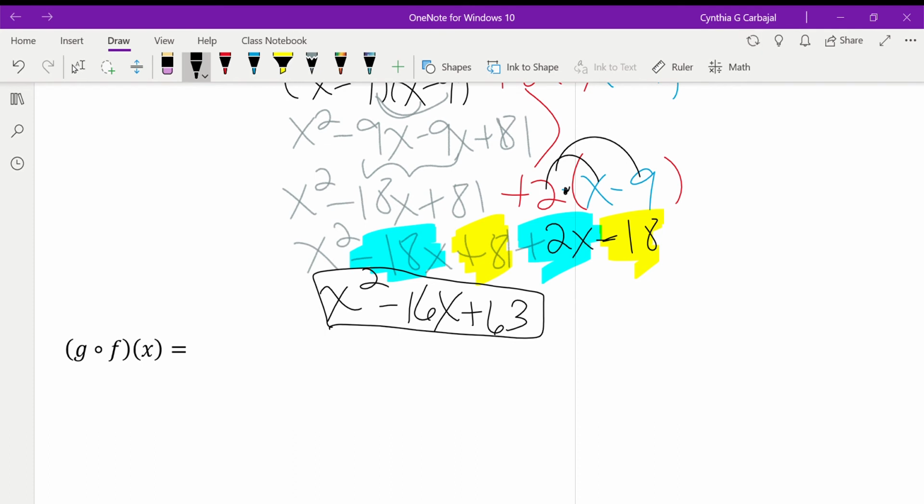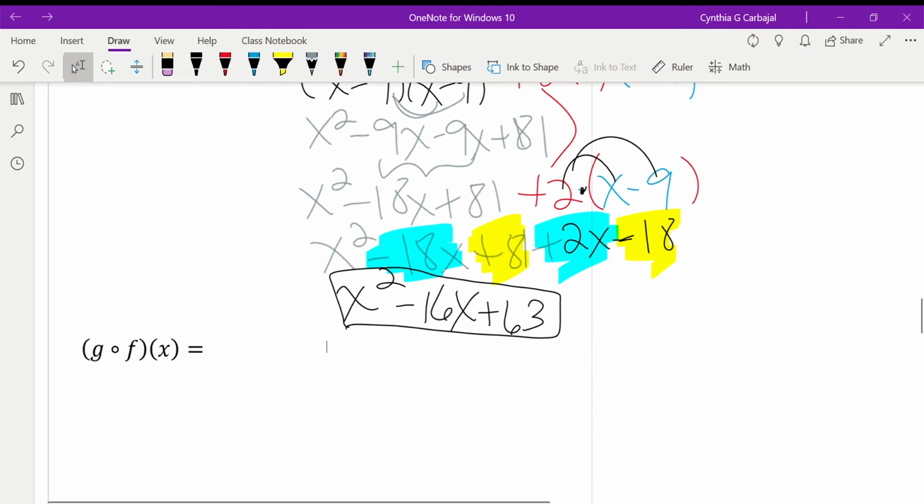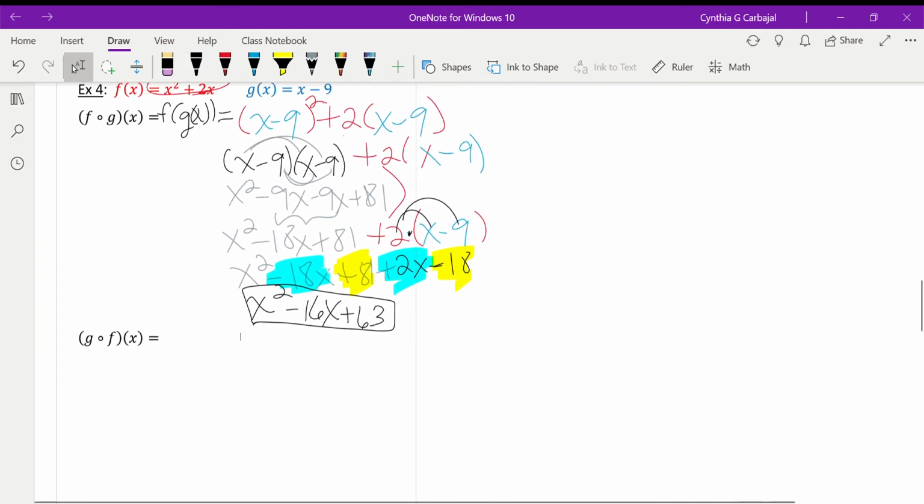Now we're going to start with the g function. And in the g function, we're going to put the f function. So I actually can't see it. So let me zoom out a little bit so I can see the function. So we're starting with the g function. Inside the g function is going to be the f function.